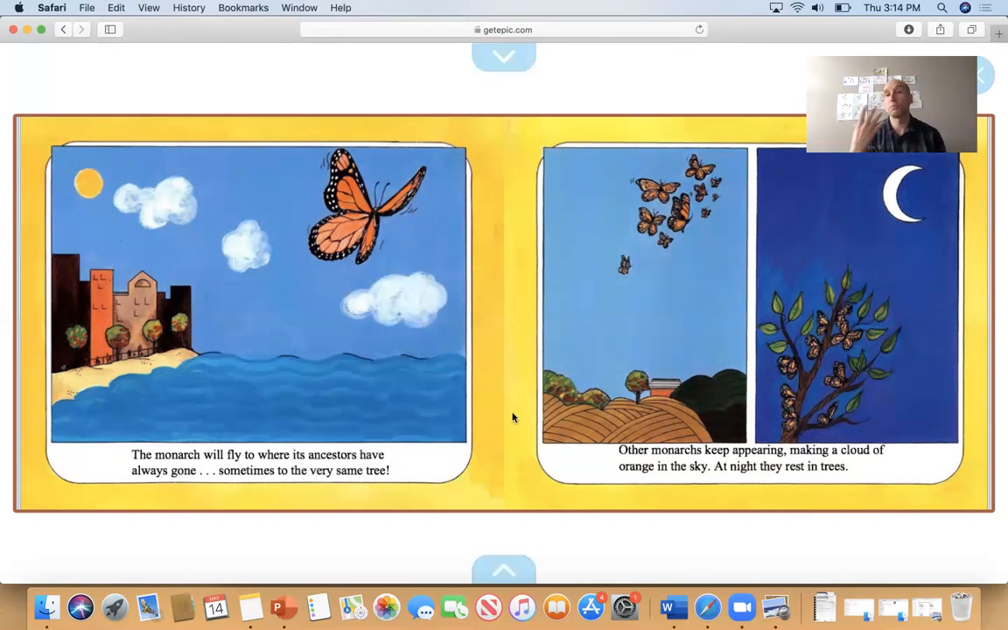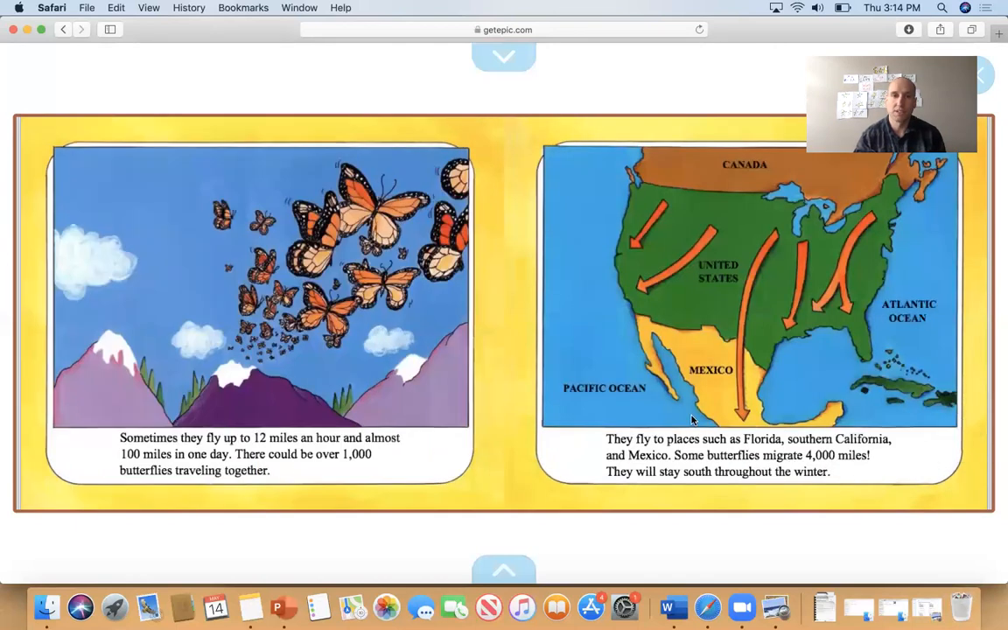Our ancestors would be our grandparents or great-grandparents or great-great-grandparents. Other monarchs keep appearing, making a cloud of orange in the sky. At night, they rest in trees. Sometimes they fly up to 12 miles an hour and almost 100 miles in one day. There could be over 1,000 butterflies traveling together. They fly to places such as Florida, Southern California, and Mexico.